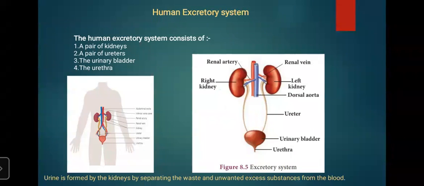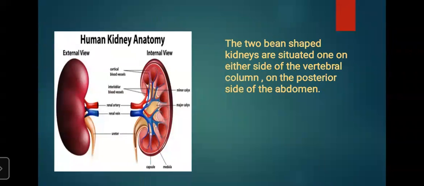The urea produced in the liver comes into the blood. When the urea-containing blood comes into the glomerulus, it is filtered through its capillaries, and urea and other similar substances are separated from it. So each nephron has a cup-like, thin-walled upper part called Bowman's capsule. The network of capillaries in it is called the glomerulus. You can see the two bean-shaped kidneys situated on either side of the vertebral column on the posterior side of the abdomen.